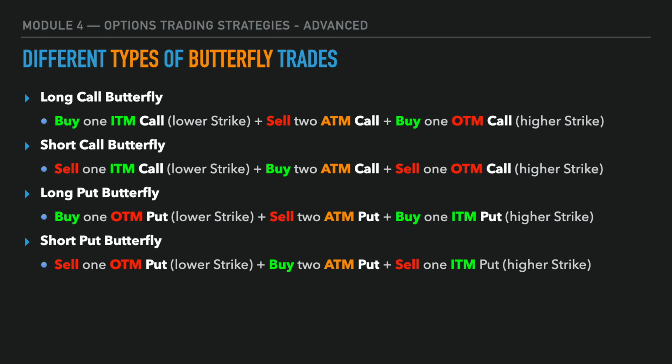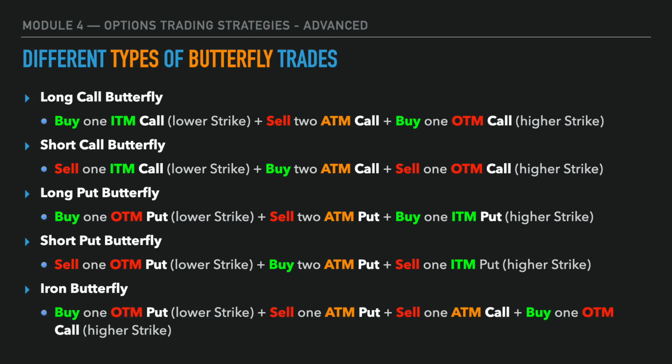Of course, we can also mix both call options and put options to construct a butterfly trade. We call it the iron butterfly. For the iron butterfly, you buy one out of the money put option and sell one at the money put option. Then at the same time, you buy one out of the money call option and sell one at the money call option. So these are the five different setups for the butterfly strategy.